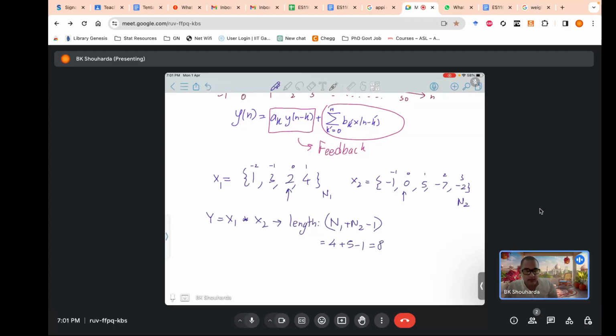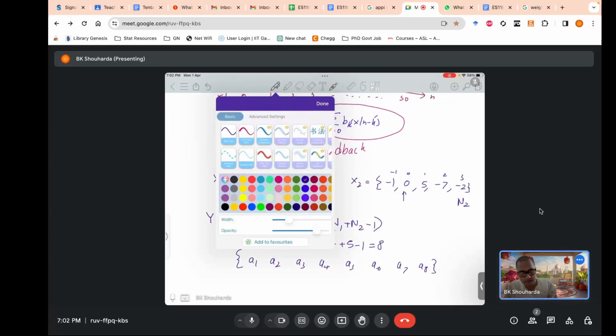Since it will be an 8-length sequence, we also have to locate where the 0 is. Suppose you find the convolution, I'll tell the procedure very soon. Let's suppose you get some numbers a1, a2, a3, a4, a5, a6, a7 and a8. We have all these 8 numbers. Now you also have to find the ordering. Which one is the 0th sample, which one is the first sample? So how do we do that?